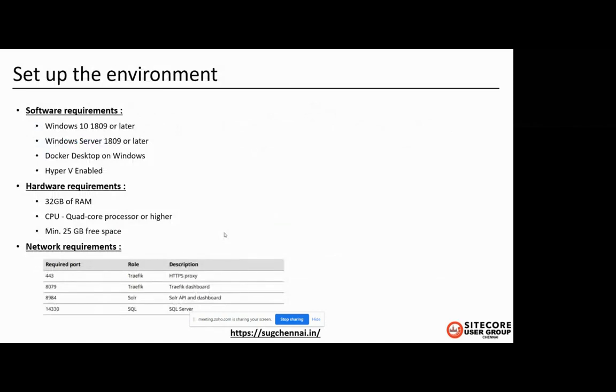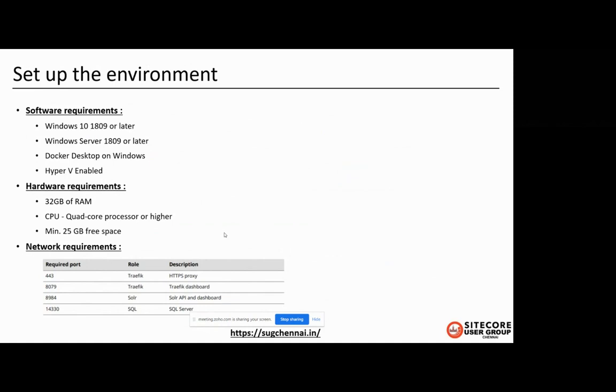Now we'll see what the prerequisites are to set up the environment. On the software side, we require Windows 10 version 1809 or later. We can also use Windows Server 2016 or 2019, and for that also we require version 1809 or later. We have to install Docker Desktop for Windows. While installing, it will ask for enabling Hyper-V. We should enable it, because virtualization is needed for containers to run.